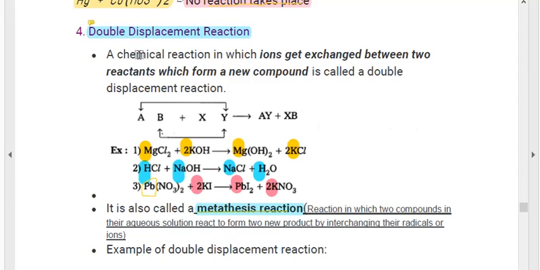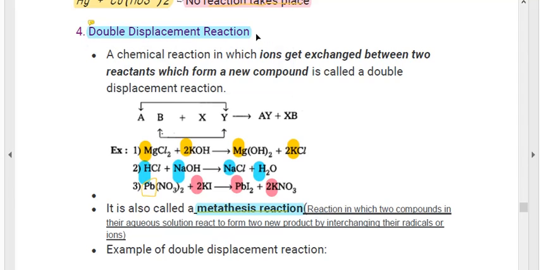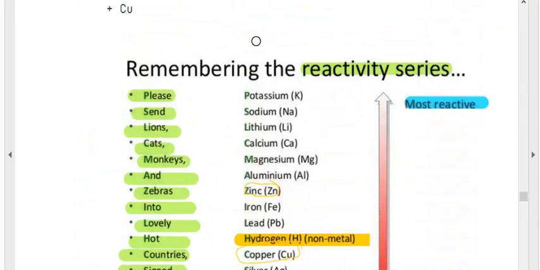Our topic is types of chemical reactions, and we have finished a number of topics. Today we are going to read about double displacement reaction. Displacement reaction we have already finished. Displacement means a more powerful element displaces the less powerful.